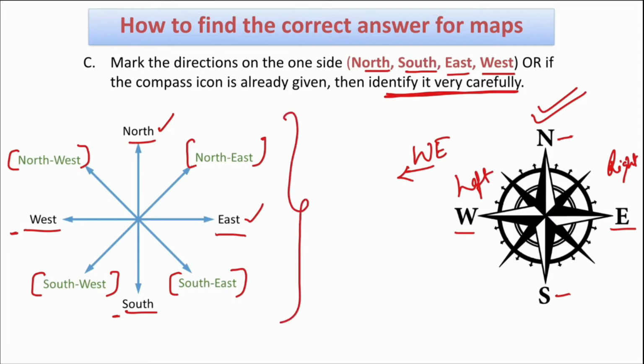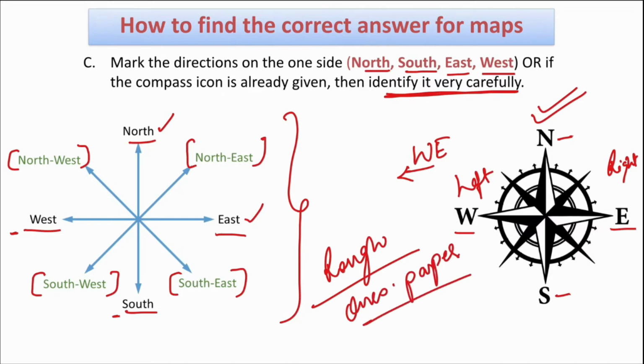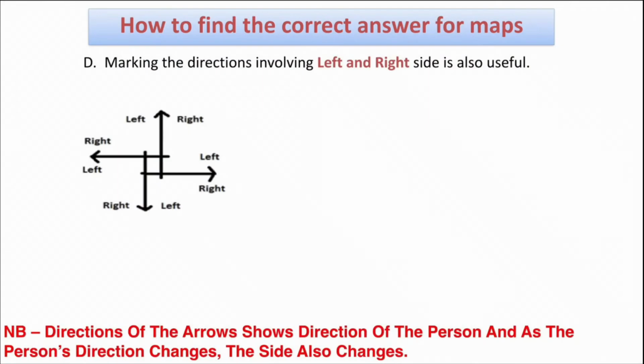You need to make or mark these directions in rough on your listening question paper before you listen to the audio. This will help you to plot your correct answers. Otherwise, if you do not mark the directions like this, then definitely you will be in a problematic situation of finding the correct answers in map. Now, only marking the directions like north, south, east, west is not enough. You need to also understand and mark the directions of left and right side as well, because it will also be useful in finding the correct answer.